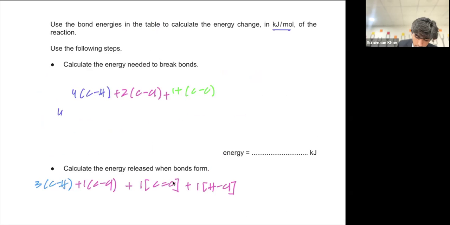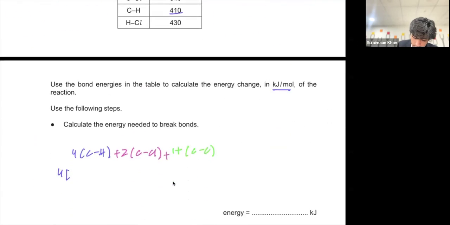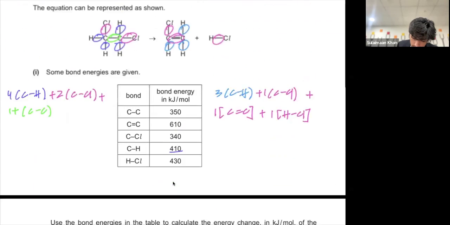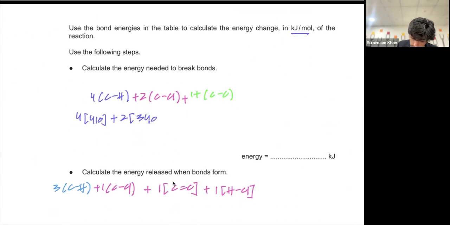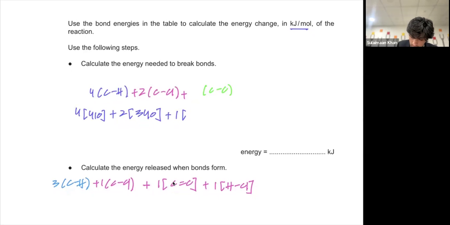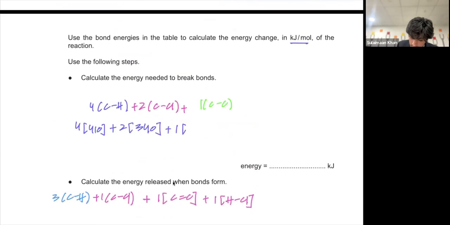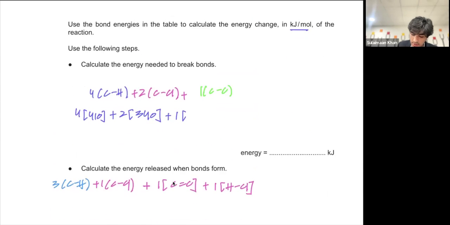It's pretty simple, right? So 4 times, it's just plugging in values. CH bonds, you just have to search for it, 410, plus 2 times CCl, 340, plus 1 times CC bond, that's 350. Easy or difficult? Can you guys write in the chat box? What do we get?